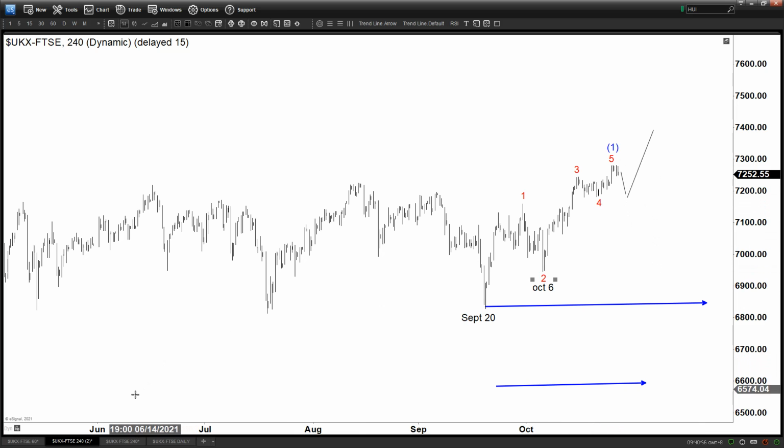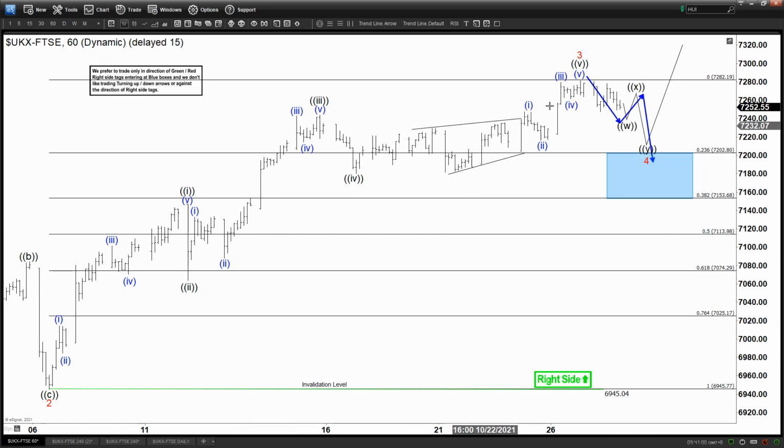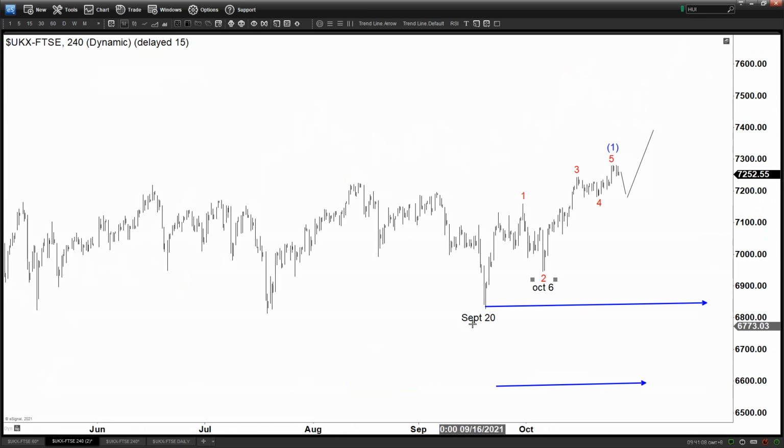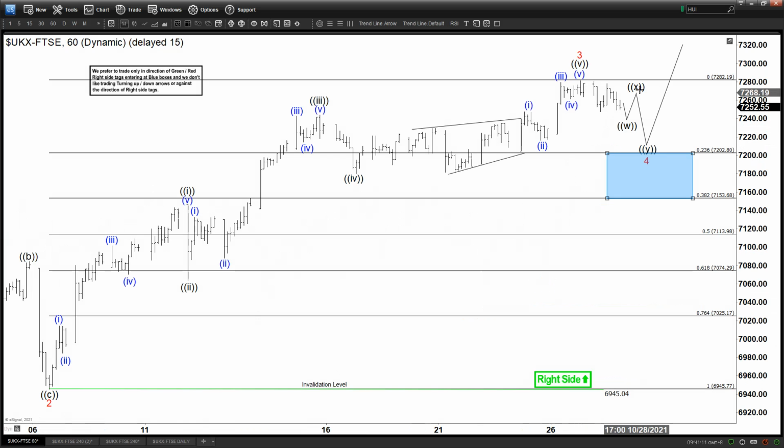Okay, but anyhow, we do like more upside since it's still making a new high here as we speak. So for now, this is the primary view, looking for one more push higher to finish with 5 from September 20, as long as we continue to stay above 69.45.